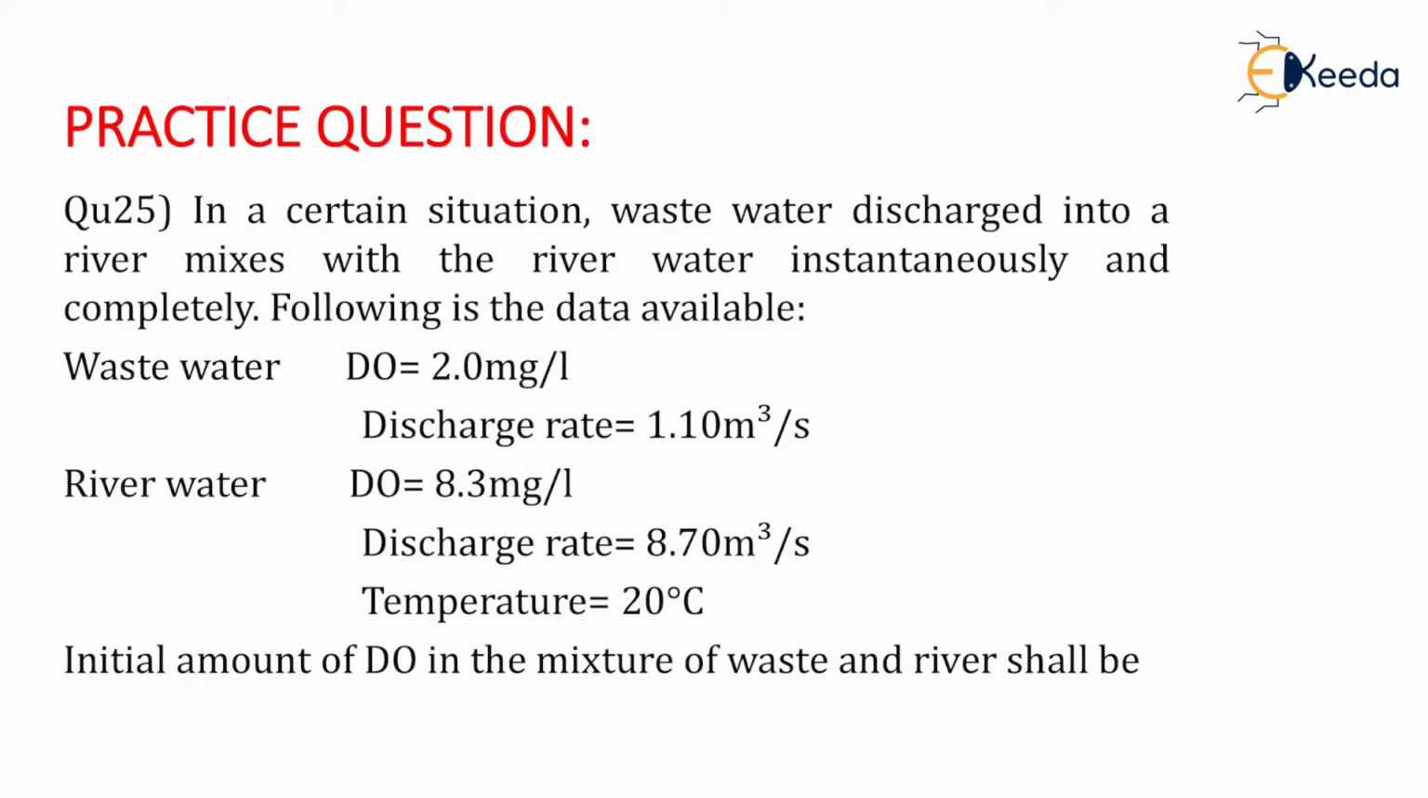Now we can move to the next question. In a certain situation, wastewater discharged into a river mixes with the river water instantaneously and completely. The following data is available: wastewater DO is given as 2 milligram per liter and the discharge is given as 1.10 meter cube per second. The DO of river water, that is the dissolved oxygen of river water, is given as 8.3 and the discharge is given as 8.70 meter cube per second at a temperature of 20 degrees Celsius. Now we need to find the initial amount of DO in the mixture of wastewater and the river.